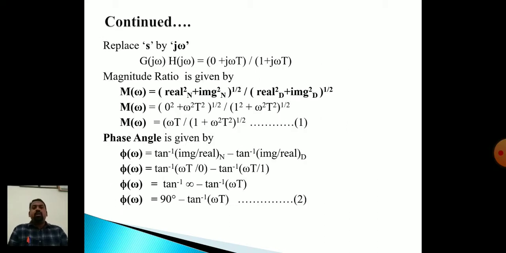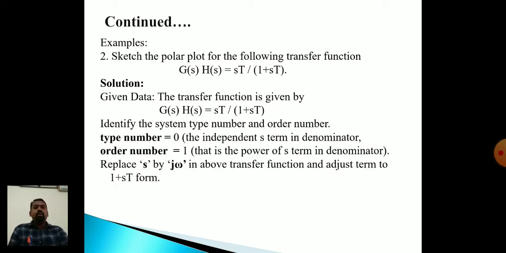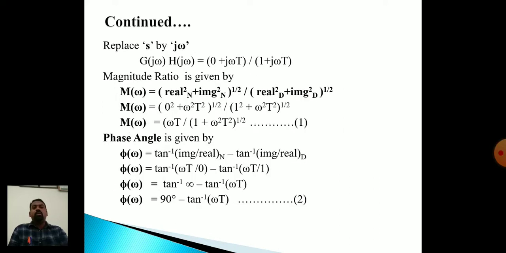So you can see here, replace s by j omega. G of j omega, H of j omega is equal to what is shown here, that is, s t in the numerator. How to write that one? 0 plus j omega t, 0 plus s t. So instead of s, we have to replace j omega: 0 plus j omega t, whole divided by 1 plus j omega t. So this is your transfer function, with s replaced by j omega.